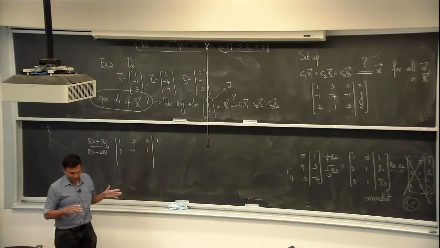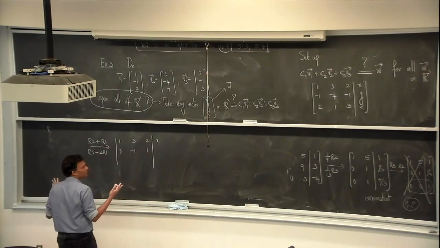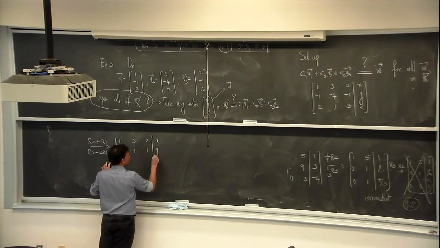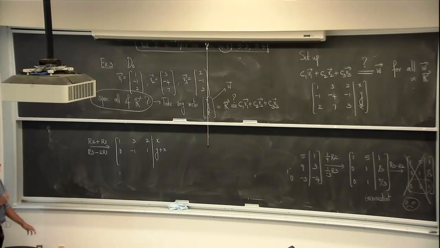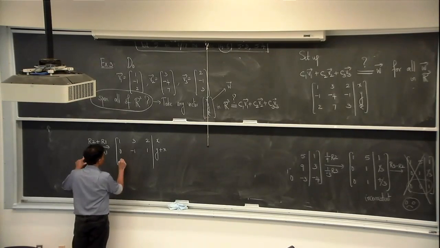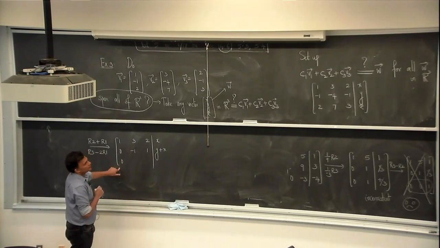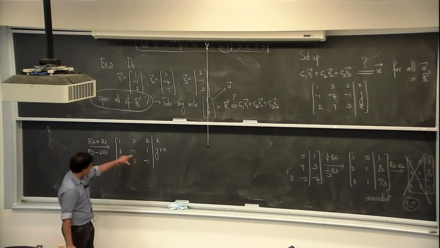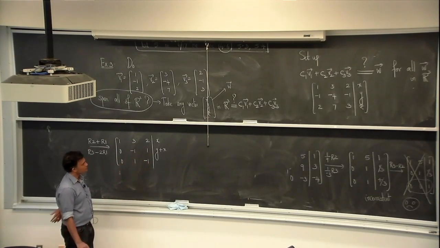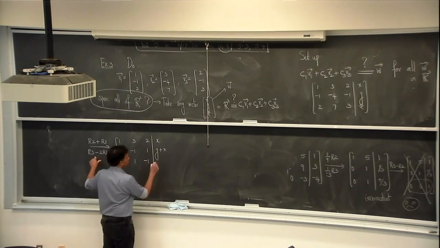Of course, the augmented side looks awkward because of the XYZ. That's not a problem. You just need to write what you have. So it's Y plus X, because you're doing R2 plus R1. And R3 minus 2R1 will give you 0, 1 and -1. So that looks promising. And R3 minus 2R1 would be Z minus 2X.